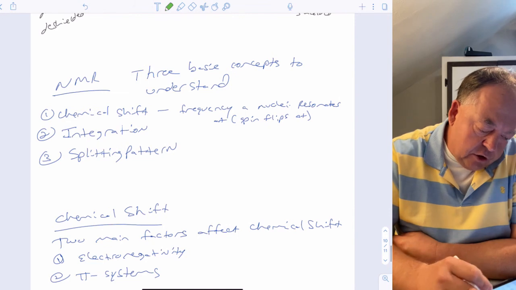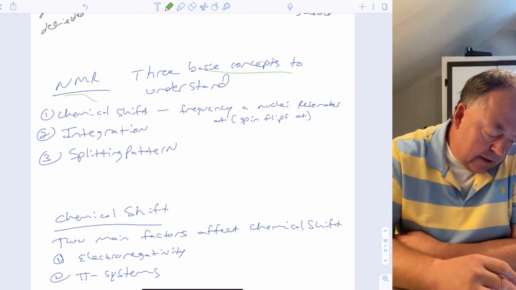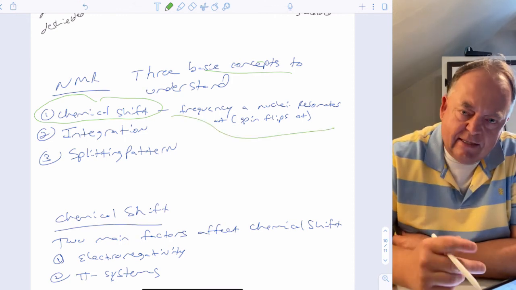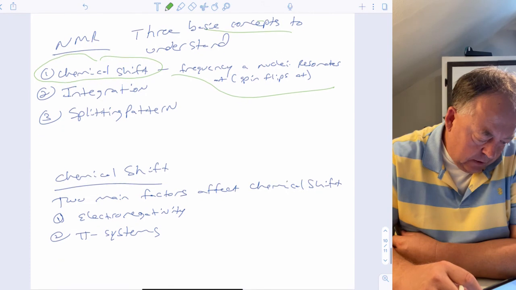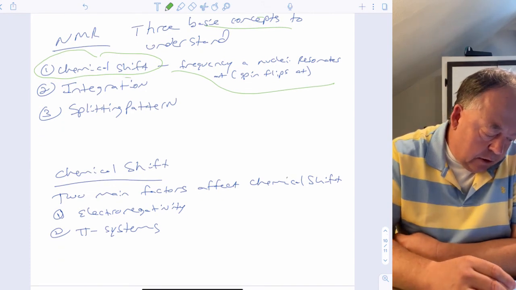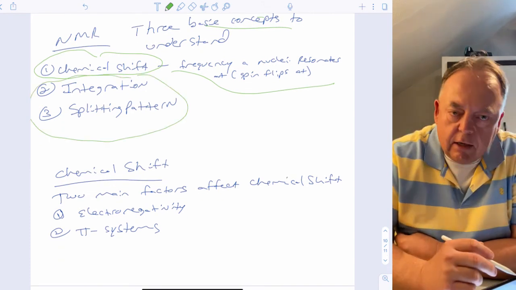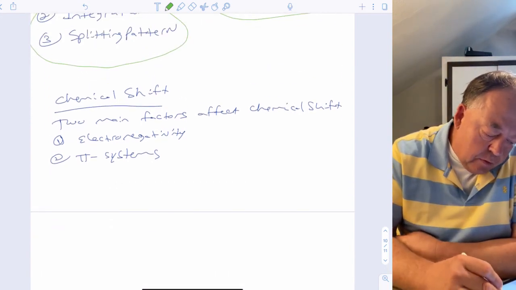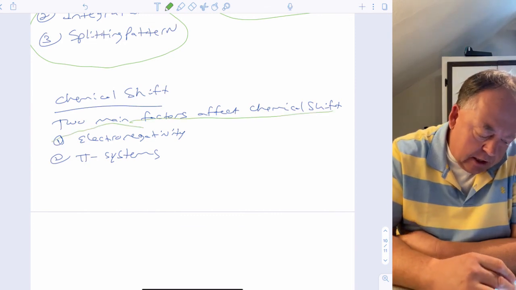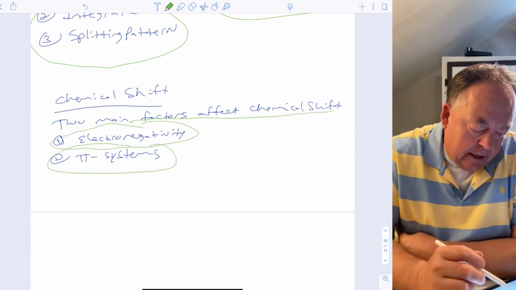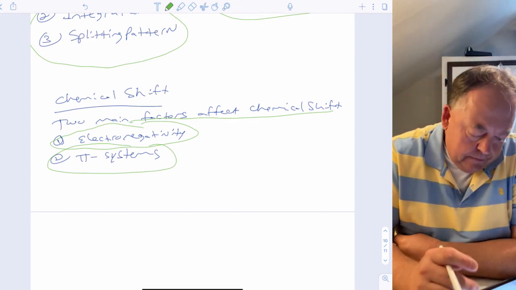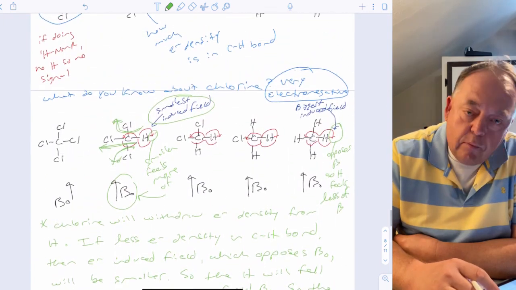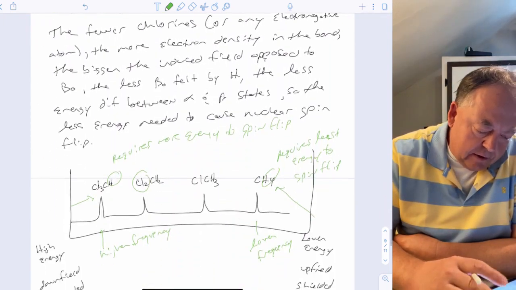Okay, so in NMR, there's three basic concepts to understand. One is the chemical shift, which is what we've been talking about. That's the frequency where the nuclide resonates or does a spin flip. And the other two concepts are what are known as integration and splitting pattern, which we'll talk about in the next lectures. So in chemical shift, there's two main factors that affect it. We've been talking about electronegativity, and in the next lecture, we'll talk about pi systems as well. Okay, so it's pretty complex theory, and there's a lot more to go, but hopefully what we've talked about so far makes sense.